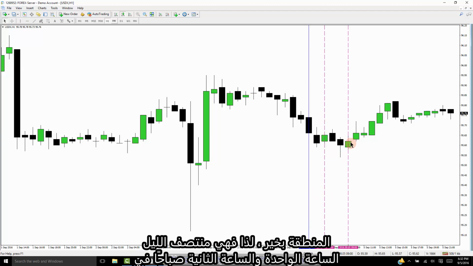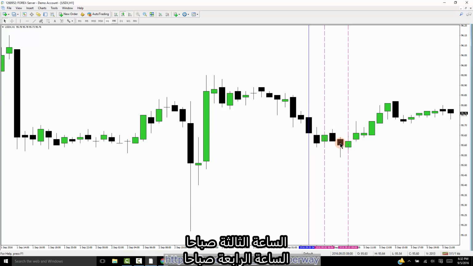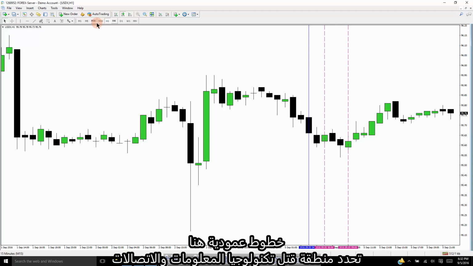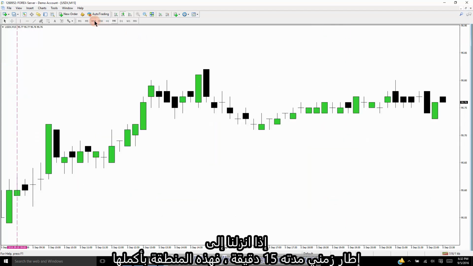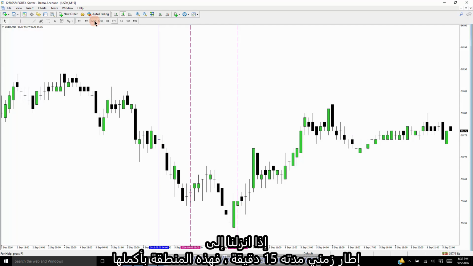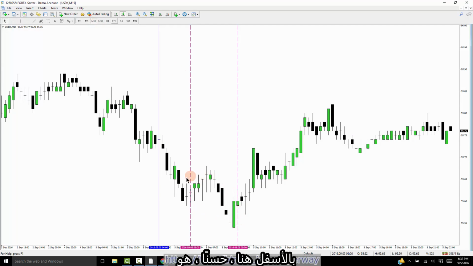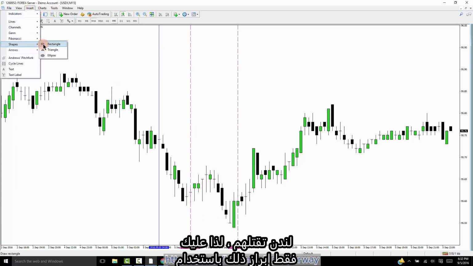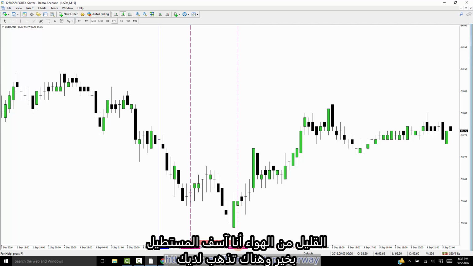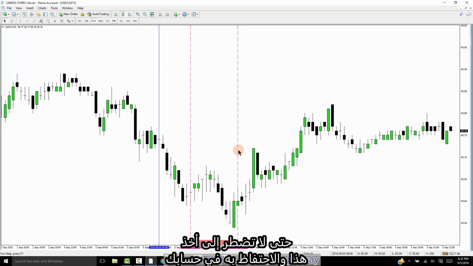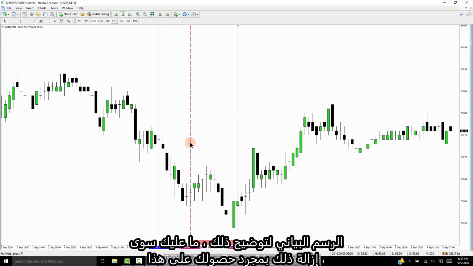This is the ICT kill zone. So it's midnight, 1 o'clock, 2 o'clock, 3 o'clock, 4 o'clock, 5 o'clock in the morning. Between these two vertical lines is the ICT kill zone. So if we drop down to a 15-minute time frame, this entire area down here is the London kill zone. You just highlight that with a little rectangle, and there you go. You have it. So you don't have to keep these on your chart to clear it out. You just remove that.